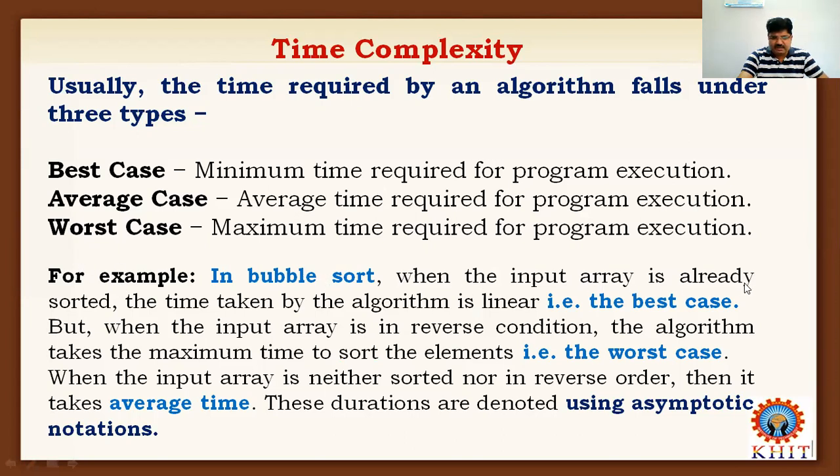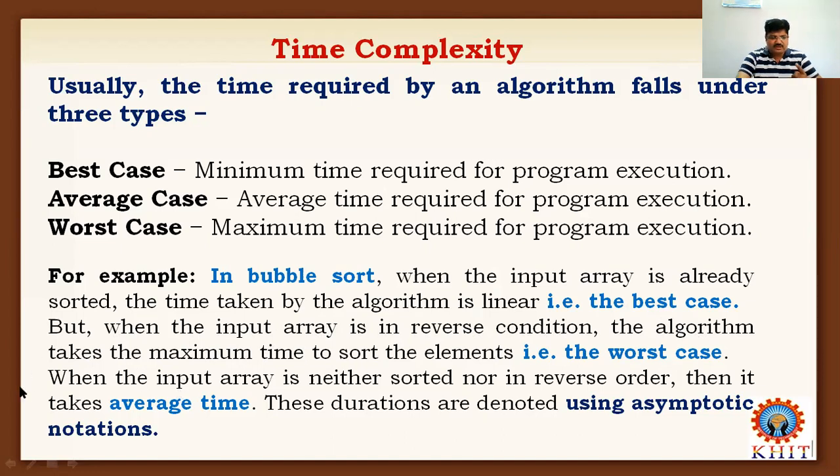Let us see the example in bubble sort. When the input array is already sorted, that means all the elements in the given array are already sorted, the time taken by the algorithm is linear. That means only one step will get the answer. That is considered the best case time complexity. But when the input array is in reverse order, that means the elements are not sorted, the algorithm can take the maximum time to sort those elements. So that is considered the worst case.